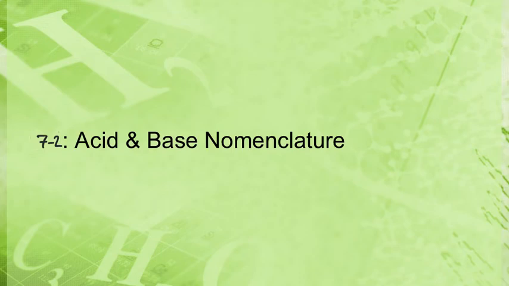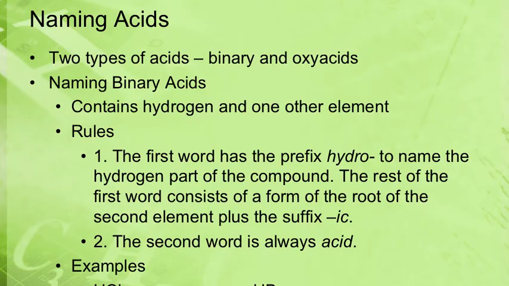Our next lesson is going to cover acid and base nomenclature, which is to say how to name them. Previously, we talked about the characteristics of acids and bases and what an Arrhenius acid and base is versus a Bronsted-Lowry acid and base. You will definitely want to have your ion sheet handy for this section. Okay, when it comes to naming acids, there are two types of acids.